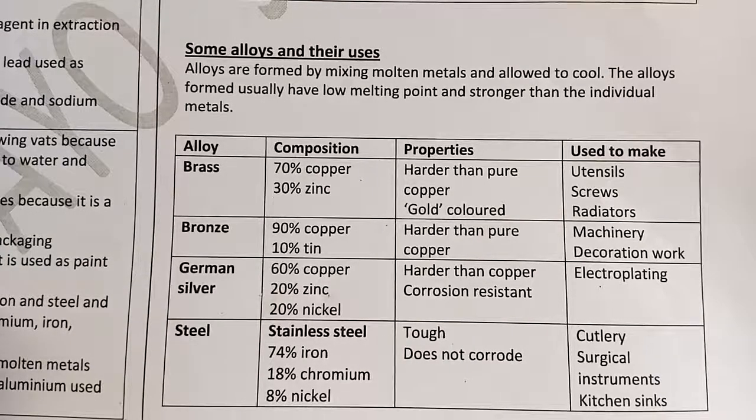There are so many forms of steel which we are going to see. So stainless steel is one of them, made of 74% iron, 18% chromium, and 8% nickel. Properties: it is tough and does not corrode. Uses: it is used to make cutlery, surgical instruments, kitchen sinks.